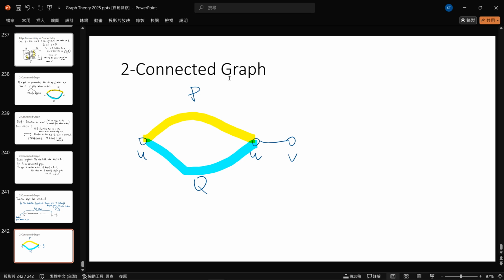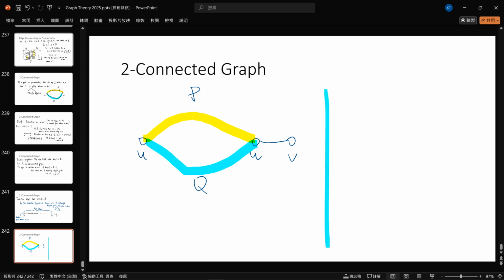And recall that our goal is to find two internally disjoint paths between U and V. Not between U and W. So somehow we need to extend these two paths. But later you're going to see that it is not actually the case. So we'll find a different trick to find these two internally disjoint paths between U and V. But anyway, we need to utilize these two paths.